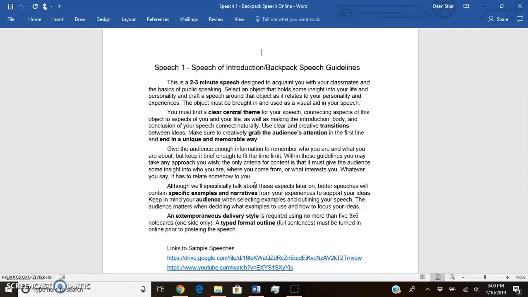Also, make sure you're including specific examples and narratives and stories from your experience to support your ideas. We'll talk a little bit more about this in developing subpoints and evidence to support those subpoints. But basically, since there is no outside research for this project, the evidence that you're going to be using is your own evidence, your stories from your life, your examples, and the analogies that you can pull from the object and relate to your life. Keep your audience in mind when you are selecting these examples and outlines for your speech.